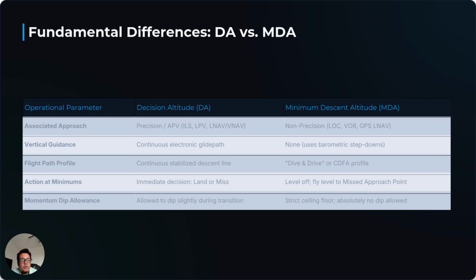On the precision approach, we have the glide path. We have a stabilized, continuous descent, no step-downs, and up to reaching minimums, we either land or go missed. On the non-precision side, it's dive and drive, like a step-down thing, and we need to level off, fly to the missed approach point, and then go missed.